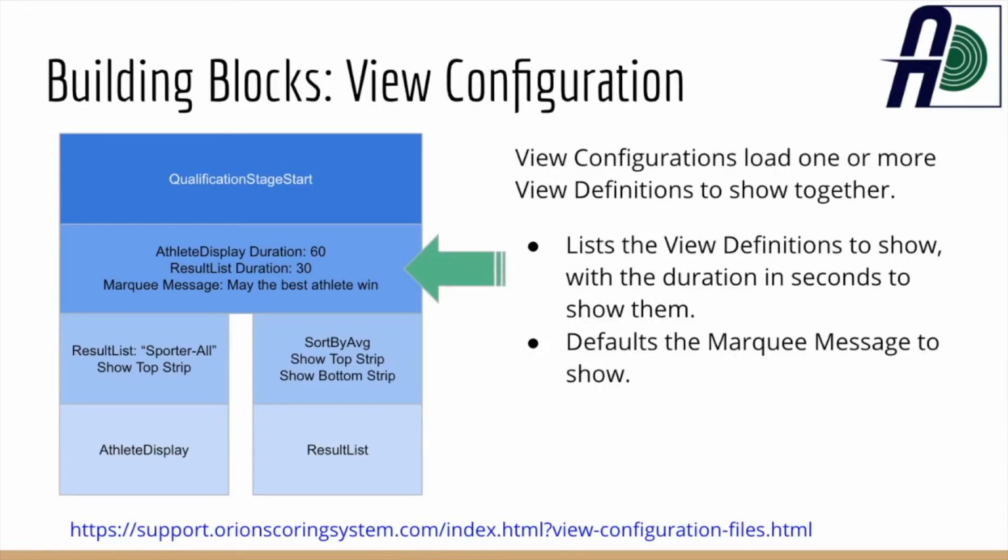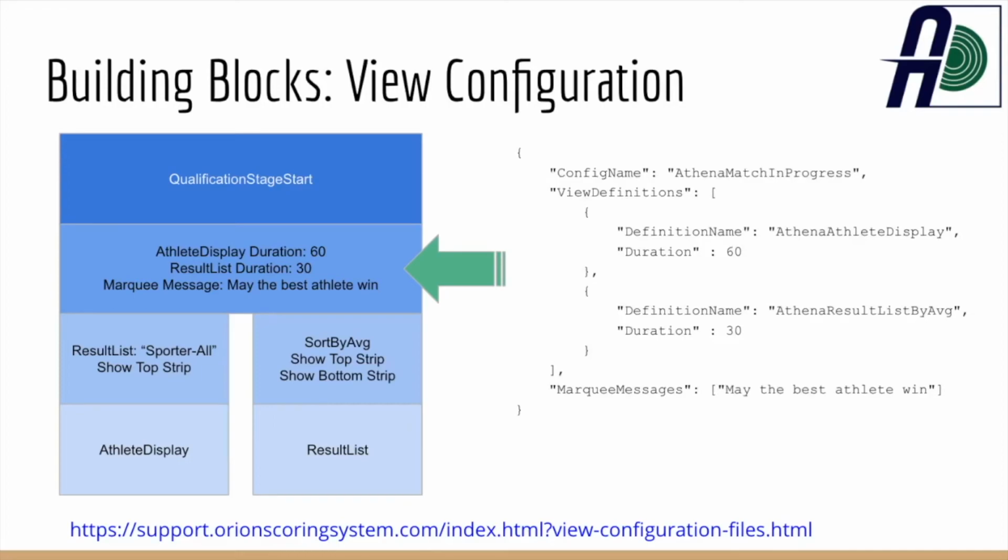Now the next layer up is what we call the view configurations. And a view configuration, again, at a human level, combines multiple view definitions. The options that you have available at the view configuration level are which view definitions to show and for how long to show them. There's also an option for the default marquee message to display. So this is what a view configuration JSON file looks like.